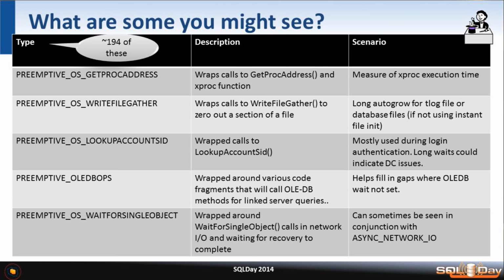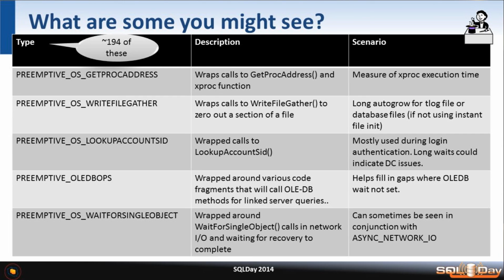Here's one that's interesting, write file gather. This is the most common scenario you're going to see for an auto grow situation. So if you have a long auto grow that's occurring for, let's say, a transaction log, you're going to see this OS write file gather show up as a long wait time. And usually what you're going to find is you're going to have some sort of latching problem going with it. That the owner of the latch is waiting on this, and it has a latch that everybody else needs. And in fact, I've got that scenario this afternoon in the latch talk I'm going to show you.